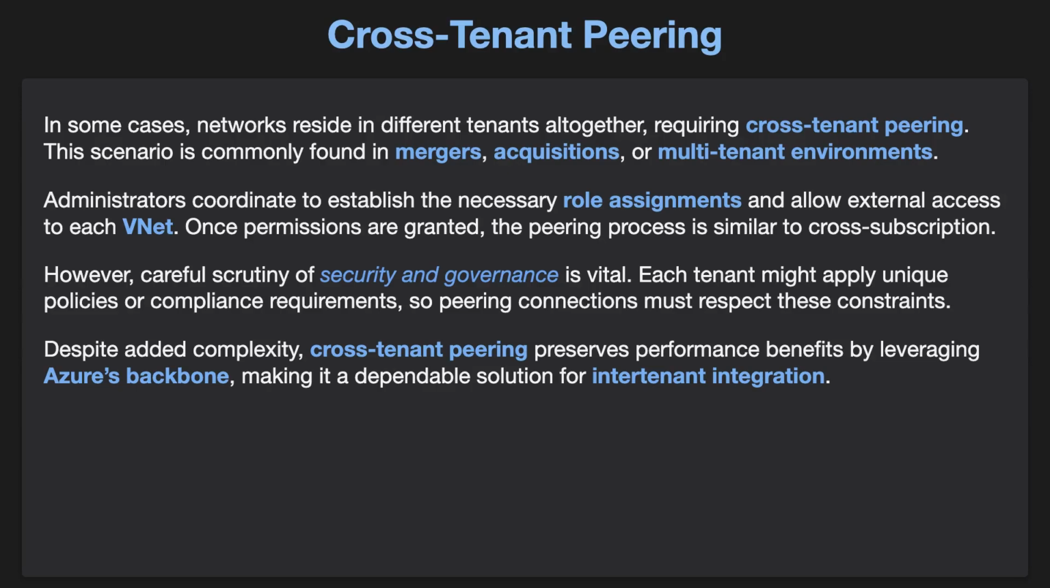In some cases, networks reside in different tenants altogether, requiring cross-tenant peering. This scenario is commonly found in mergers, acquisitions, or multi-tenant environments. Administrators coordinate to establish the necessary role assignments and allow external access to each VNet. Once permissions are granted, the peering process is similar to cross-subscription.